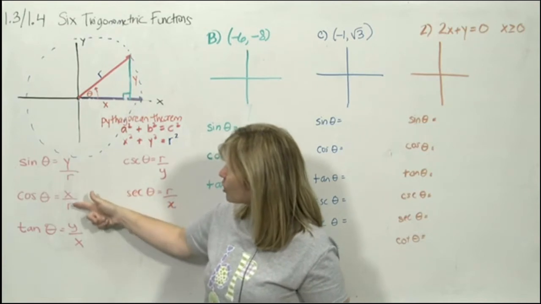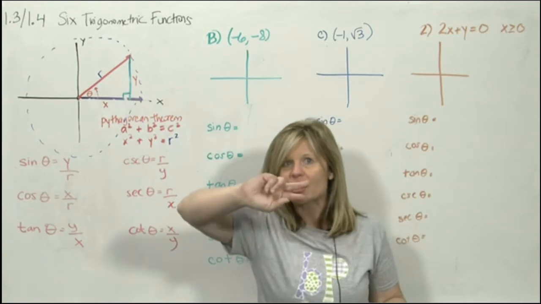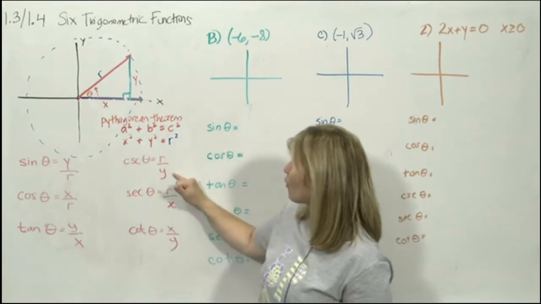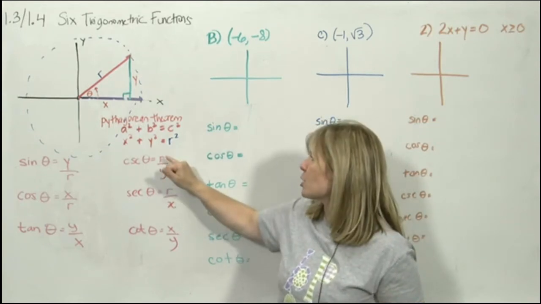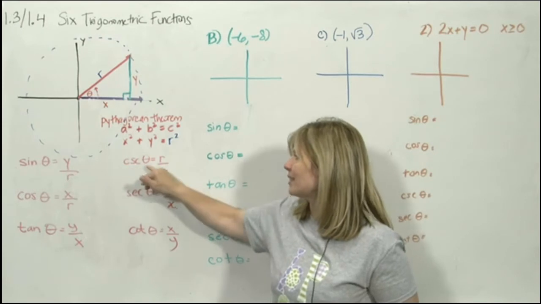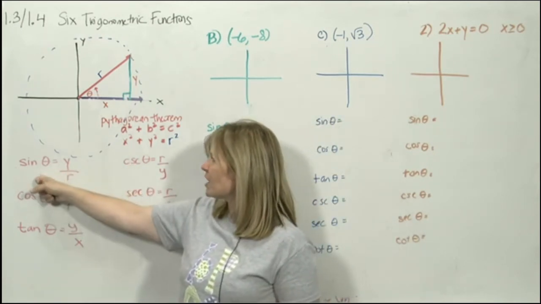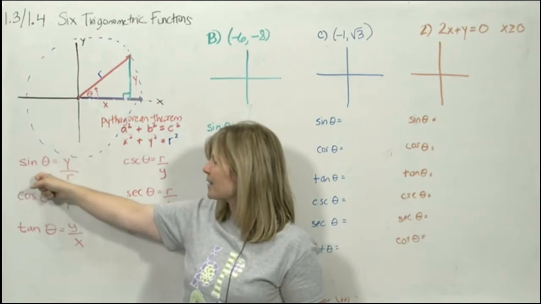y over r, x over r, y over x. So you have to agree with me, all three of those fractions can be flipped. So when I flip y over r and I write r over y, I get a new definition. And the definition of the relationship of r over y is cosecant theta. So look at me. If you know the definition of sine is y over r, then all you got to do is make the connection.